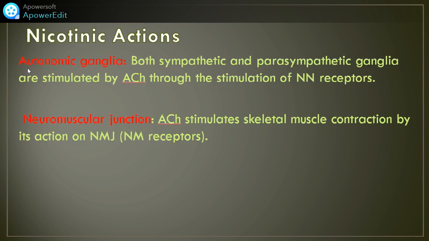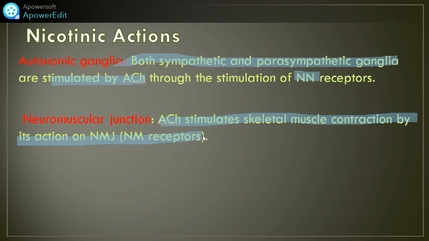Nicotinic actions at autonomic ganglia. Both sympathetic and parasympathetic ganglia are stimulated by ACh through stimulation of NN receptors. At neuromuscular junction, ACh stimulates skeletal muscle contraction by its action on the neuromuscular junction.